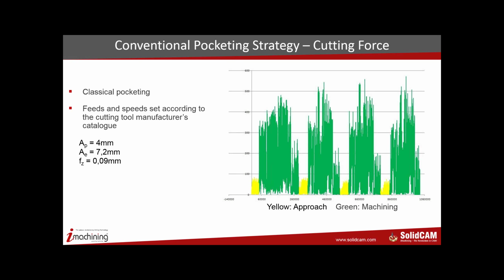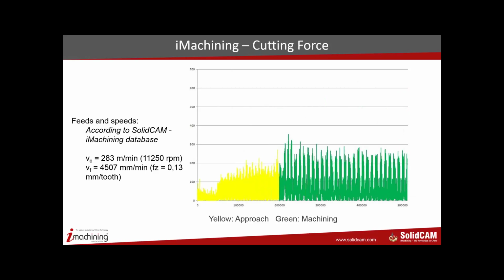Classical pocketing strategy. The same thing was done in iMachining level 5, and they noticed a force of close to 250 newtons at 30mm depth of cut, which makes it clear that the force generated by iMachining is almost half that of the conventional pocketing strategy, and at 8 times the depth of cut. 8 times the depth of cut, we are generating just half of the forces on the tool.